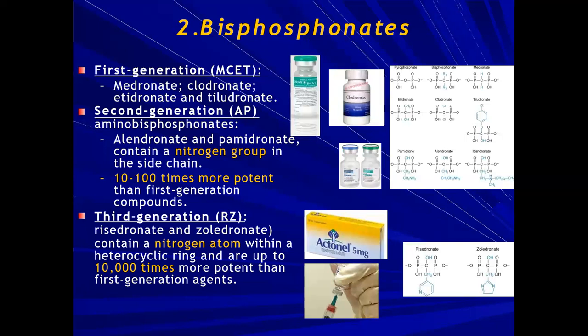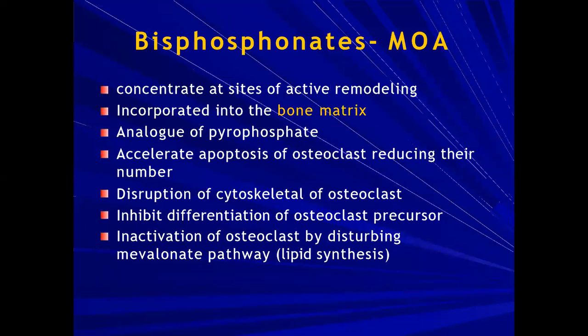The third generation we call risedronate and zoledronate, containing a nitrogen atom within a heterocyclic ring, and they are up to 10,000 times more potent than first generation agents. So risedronate and zoledronate are the best molecules for bisphosphonate supplementation. So let us see how this bisphosphonate works in the body.